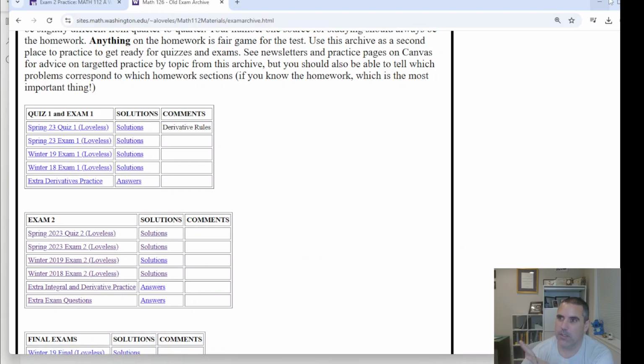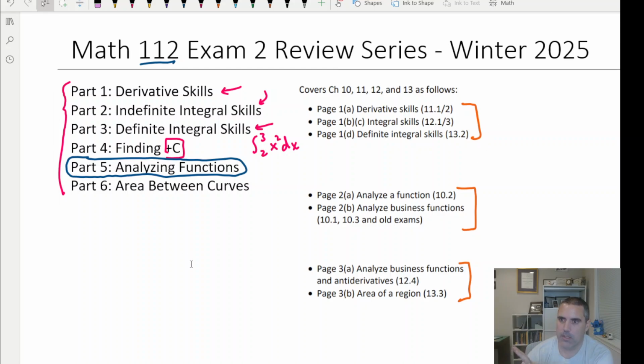But the number one thing is you have to know the ideas. All right, I hope you're with me here. You can do well in this exam. This is exactly what's on it. Let's go get it.